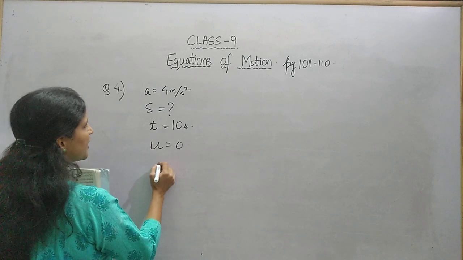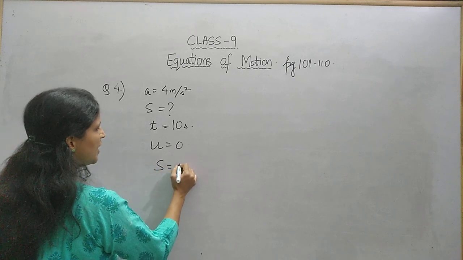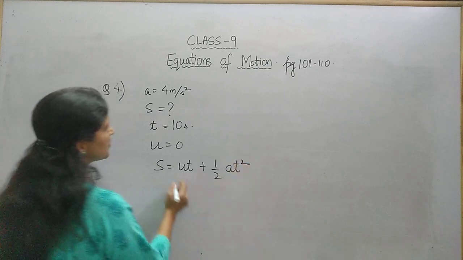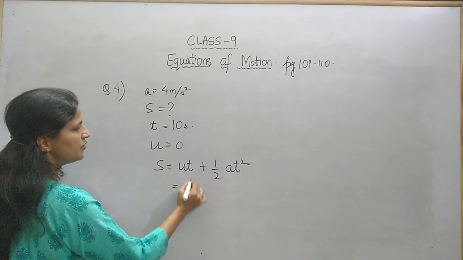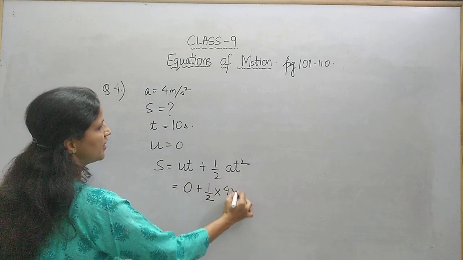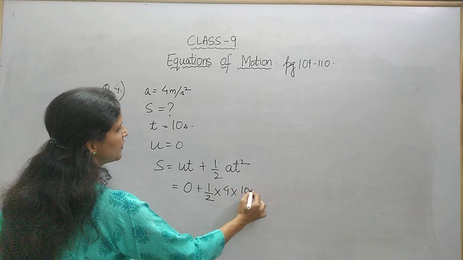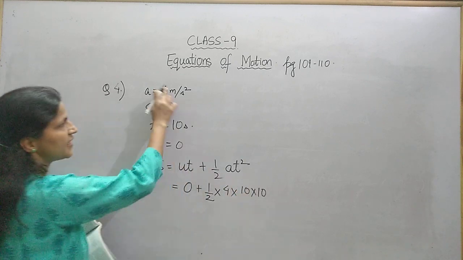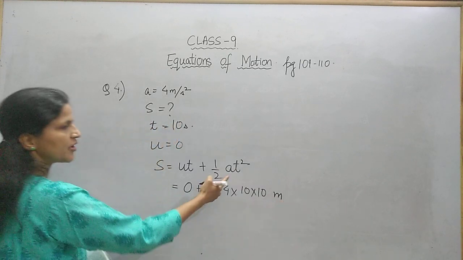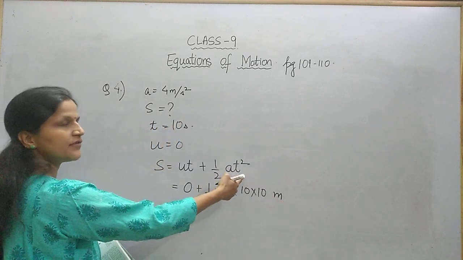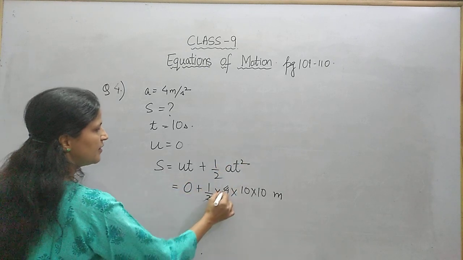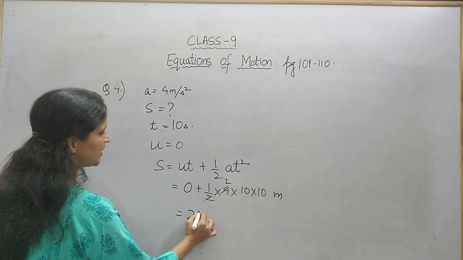Relating these variables, we can use the second equation of motion. S is equal to ut plus half at square. Substitute the values. U is 0, so this term becomes 0, plus half, a is 4 and t square will be 10 into 10. Since all the units are in SI, the final unit here will be meters only, because acceleration is in meter per second square, that will be cancelled from second square which is coming in time. So this will be 200 meters.